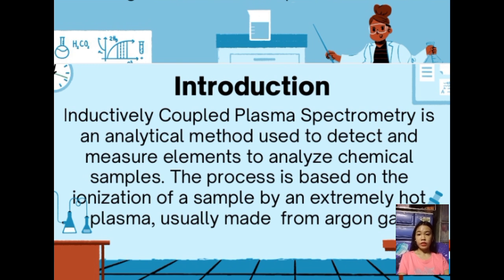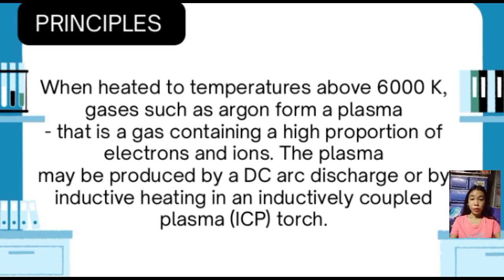Next, introduction. Inductively coupled plasma spectrometry is an analytical method used to detect and measure elements to analyze chemical samples. The process is based on the ionization of a sample by an extremely hot plasma, usually made from argon gas. The formation and characteristic of plasma: argon gas is heated above 6,000 Kelvin.